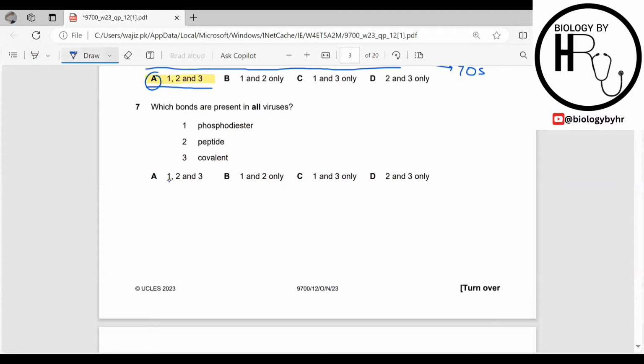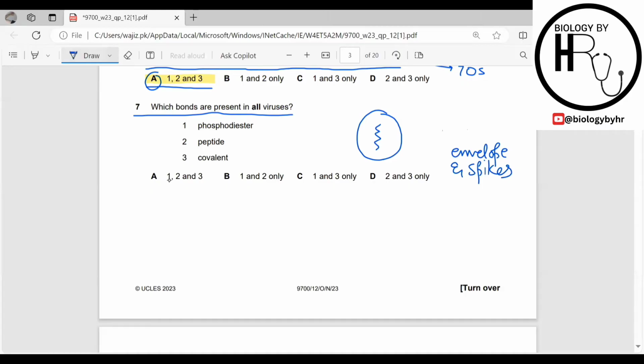Question number 7 says which bonds are present in all viruses. We all know that the basic structure of the virus consists of a protein coat, which is also known as capsid, and the nucleic acid, which is either DNA or RNA. And also in some of the viruses, there is an envelope and spikes found. They are asking about the bonds in this question.